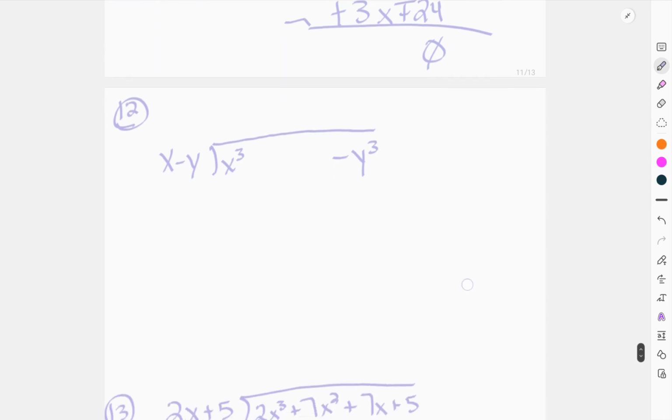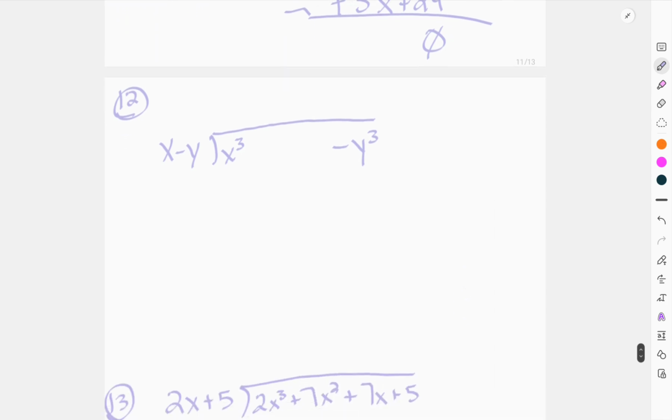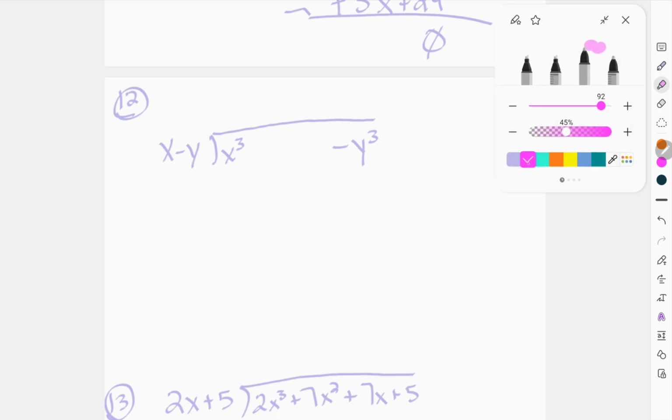Okay, so we're going to go on to the next one, number 12. And this one looks kind of weird because you have this big old long radical sign, but then you only have 2 terms in it. And it's because this is going to end up being a longer problem than what it looks like. So we will start there with the first term. Remember, we'll do that with every single one of them.